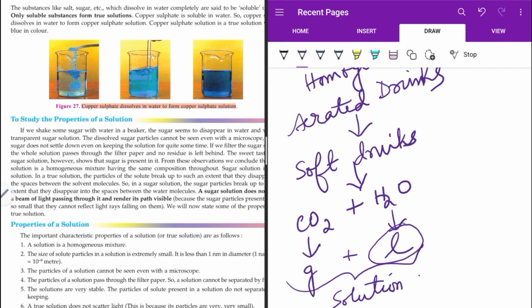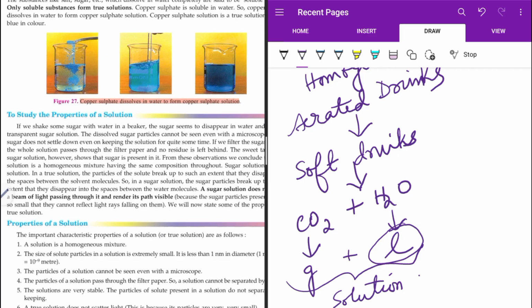This example we can see over here. The copper sulfate crystals are getting added, and if you stir it, you dissolve it uniformly. Even if you don't stir it, with time it will automatically get dissolved and will give you a blue color solution, but it will take time. If you stir it, you increase the kinetic energy of the particles and the dissolution process becomes faster.